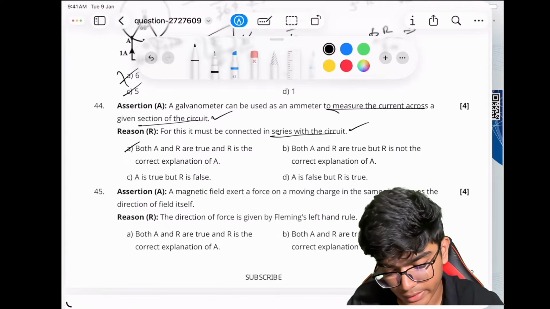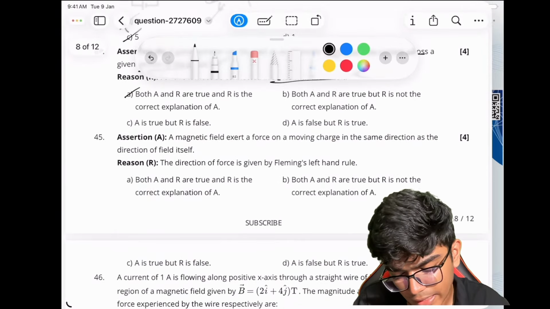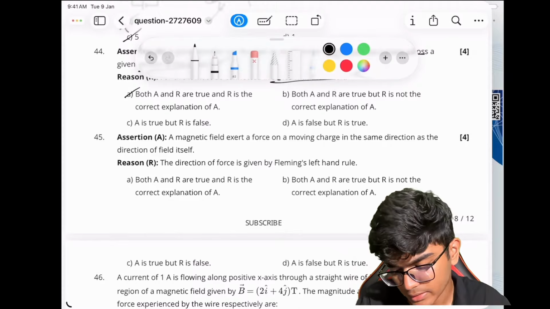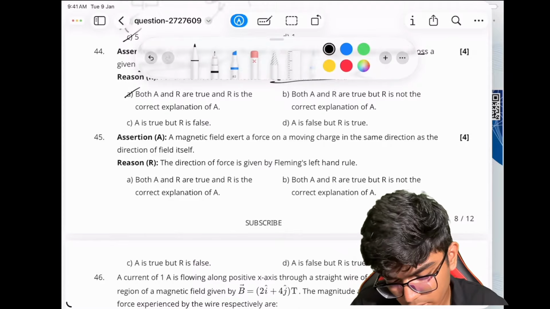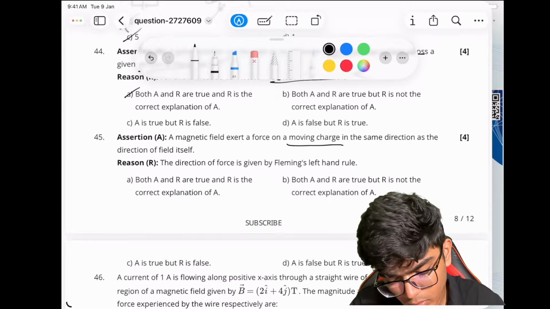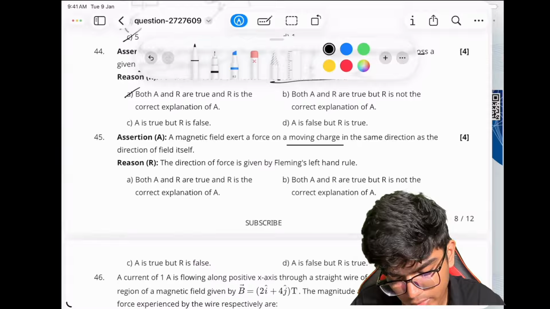Direct. Okay. A magnetic field exerts force on a moving charge in the same direction as the direction of field itself. The direction of force is given by Fleming's left-hand rule. Magnetic field exerts force on moving charge in the same direction as the direction of field itself.